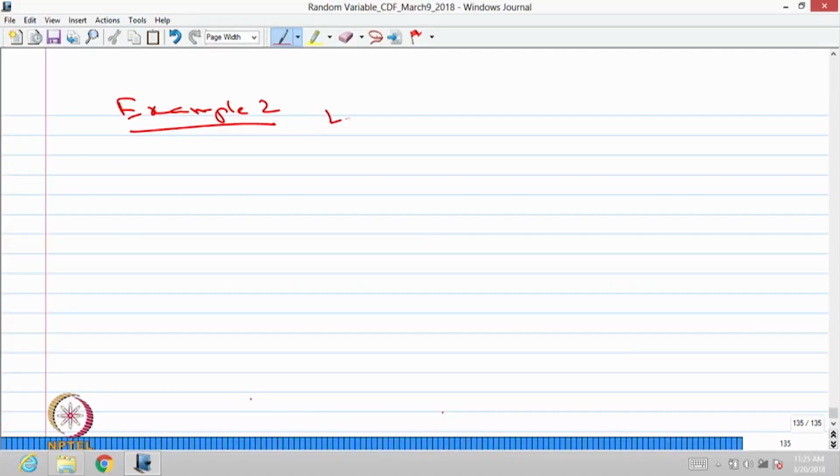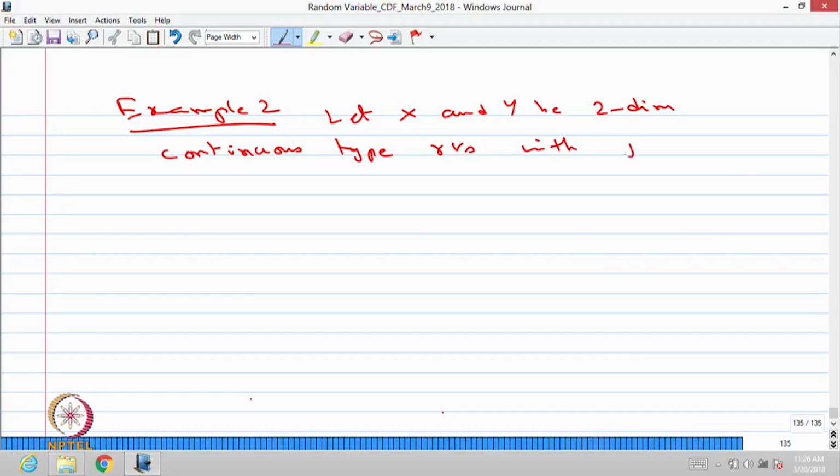In this problem, let X and Y be two-dimensional continuous type random variables with joint probability density function given by small f. Whenever I use a small f, that is a joint probability density function. If it is a capital F, that means it's a CDF, cumulative distribution function.